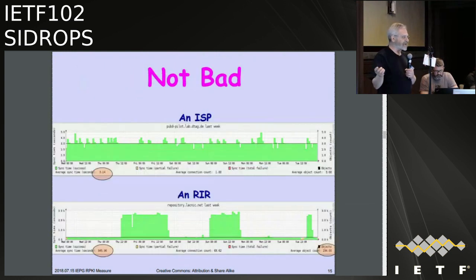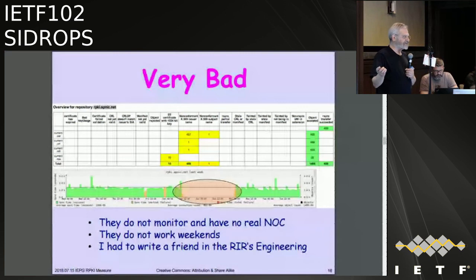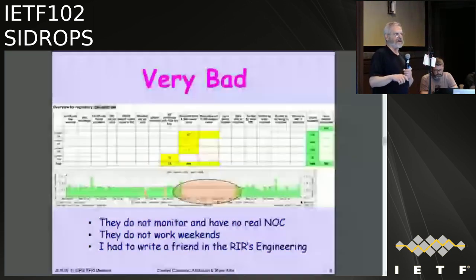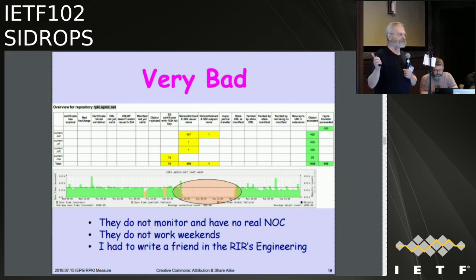These are some old data, right? You see, that's inability to fetch for days. They didn't monitor. They have no NOC. They don't work weekends. I had to write a friend. This is old data. They still do not have a NOC. They still do not work weekends. Okay, that's fine. Except they're asking us to rely on it operationally. That's not fine. If you can't do it yourself, outsource it to a real ops group.